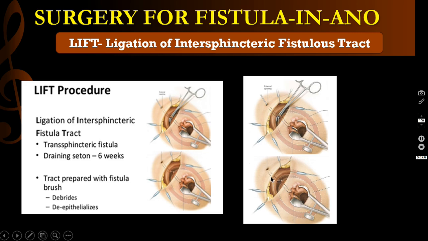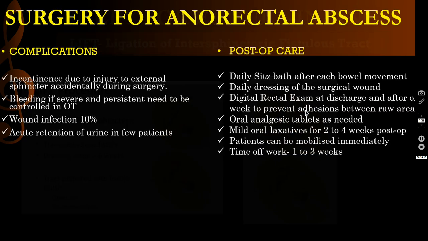Then you have to ligate it and then you have to cut it. Before doing the ligation, you can de-epithelialize and debride the tract also. Okay, this is the LIFT procedure, ligation of intersphincteric fistulous tract, in which you have to dissect in between the external and internal sphincter. You go deep and find out the tract.